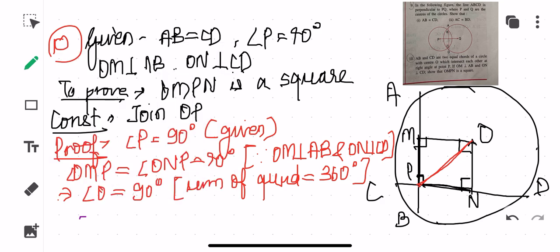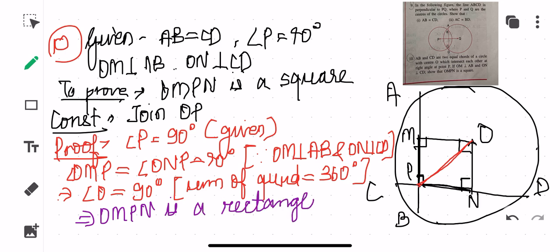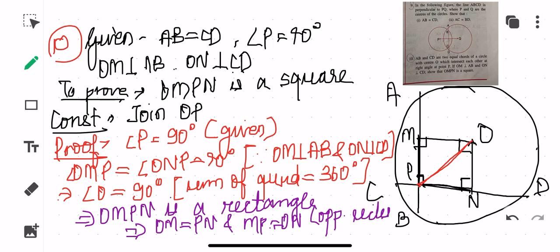So what you will be writing? This implies that OMPN is a rectangle. Okay, so you are proving that it is a rectangle. So how is that going to help you, children? If you are proving that it is a rectangle, therefore what can you write? This implies that OM will be equal to PN and MP will be equal to ON, and the reason is opposite sides of a rectangle are equal.